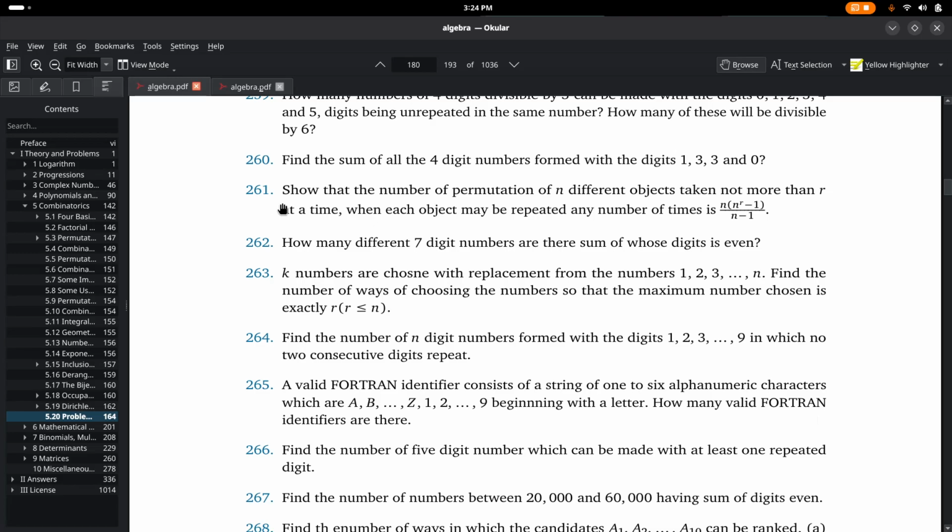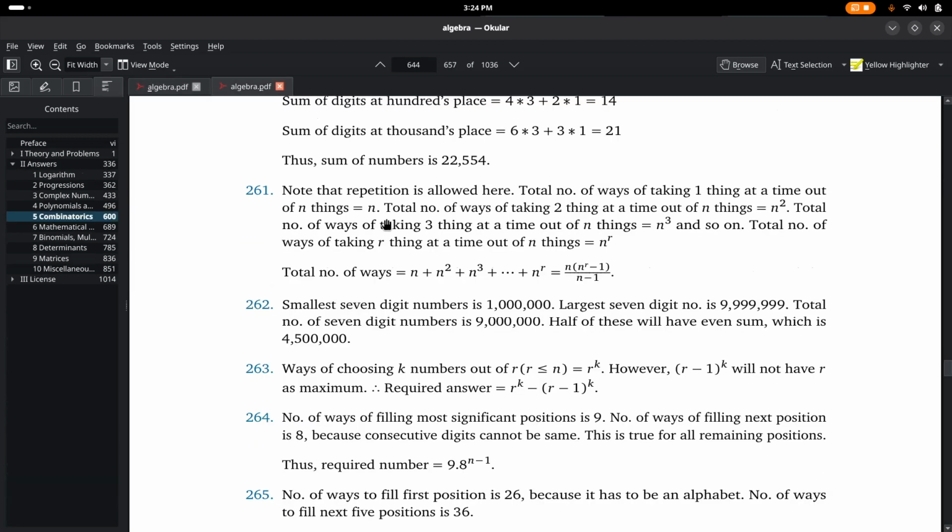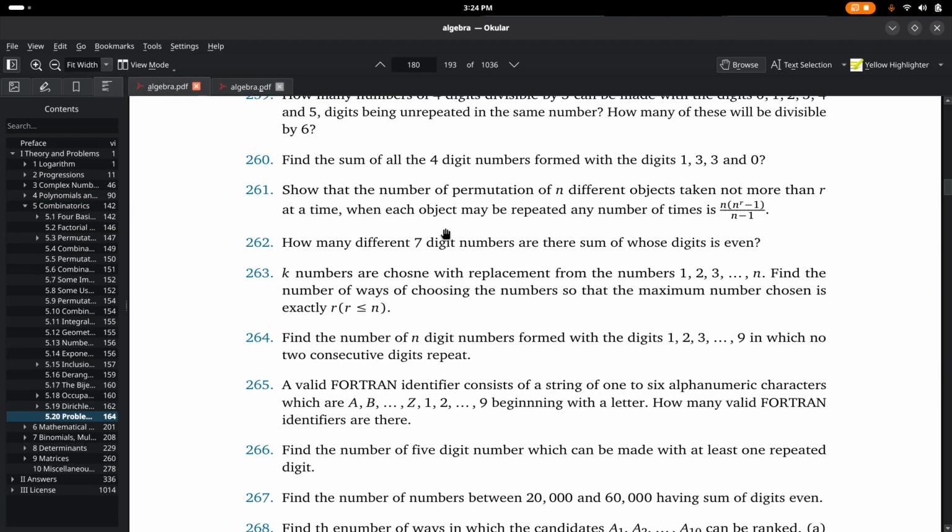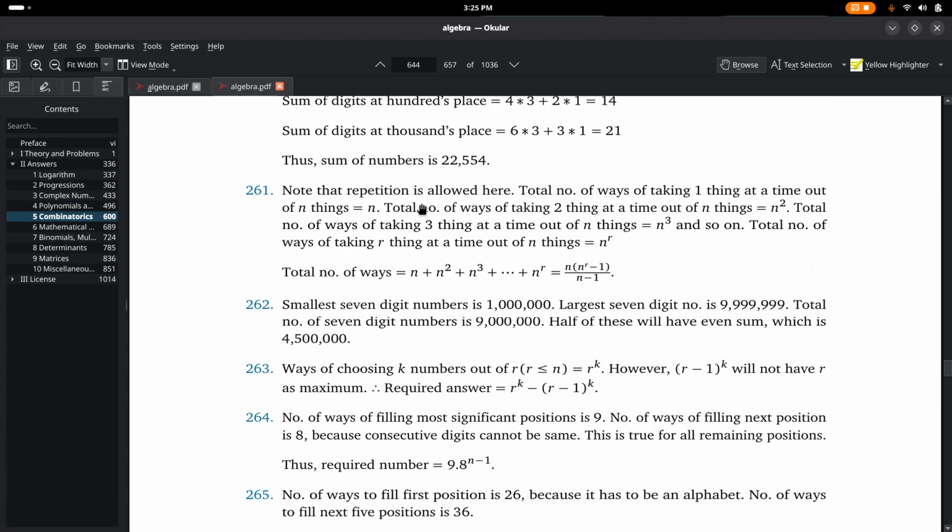Question 261 says: show that the number of permutations of n different objects taken not more than r at a time, when each object may be repeated any number of times, is n(n^r - 1)/(n - 1). So you have to understand here that repetition is allowed.